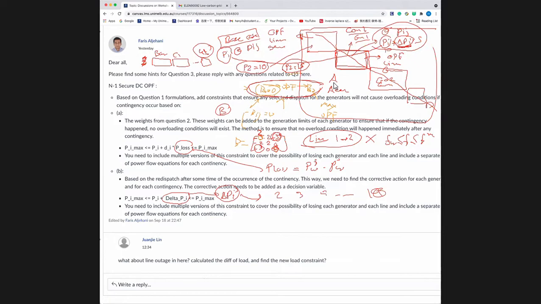So question 4 needs to have all the stuff from question 3, and you add more stuff. So it's a build up on question 3.